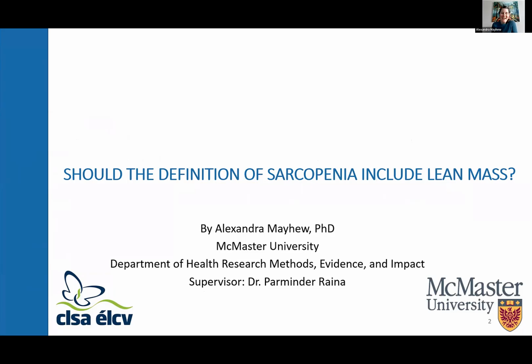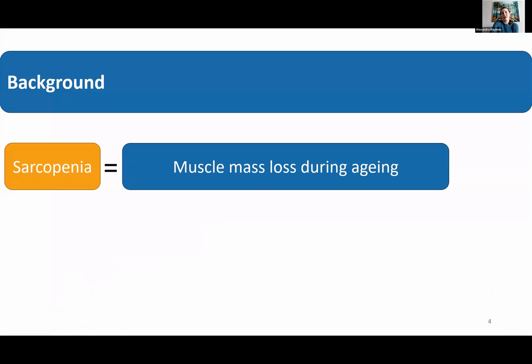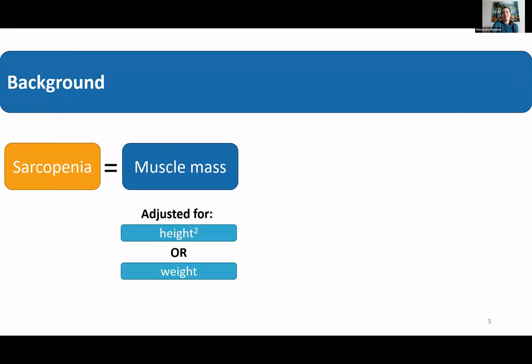I just changed the title into a much more comprehensible one, which would be, should the definition of sarcopenia include muscle mass, or lean mass rather? So by way of a quick background, sarcopenia refers to muscle mass loss during aging.